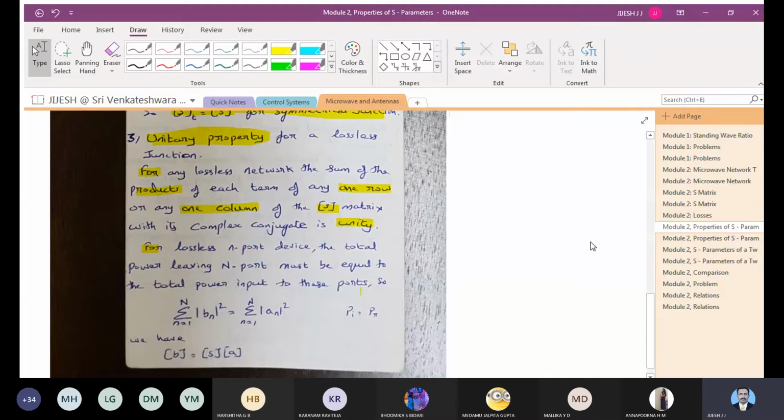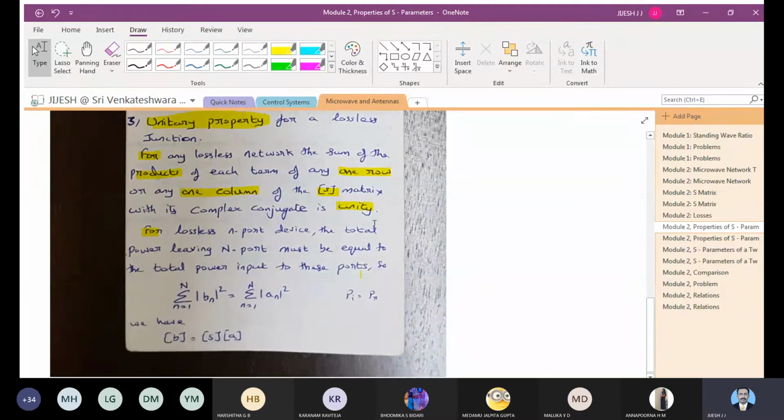Further, for a lossless N-port device, the total power leaving... If you take one signal, so you have this one. This is like a two-port network. You can see that you have two ports here. This portion is one port, and this portion is another port. So this will be called a two-port network.